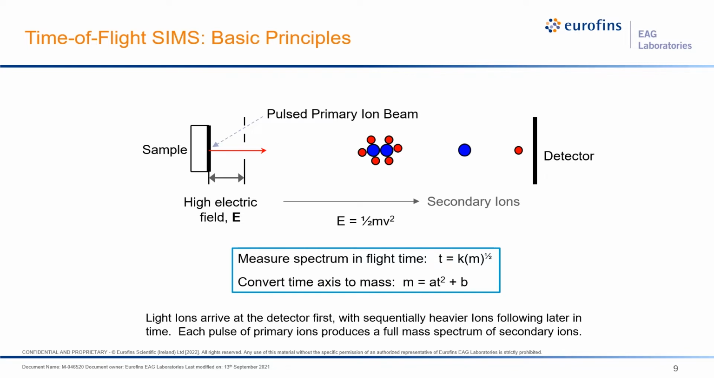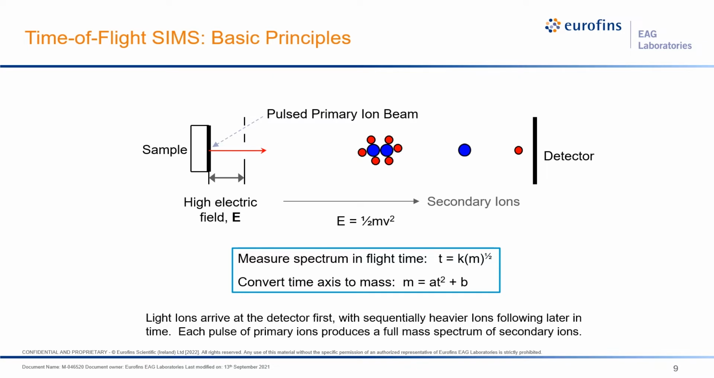Let me just play that animation again, hopefully you can see that. Light ions travel significantly faster than heavier ions, because they all receive the same amount of kinetic energy, but because their masses are different, their velocity is different. From measuring the time of flight to travel to the detector, we can create a mass scale. This is a simplified version of the equations used, but it's basically done automatically in the background once you've calibrated your spectrum.